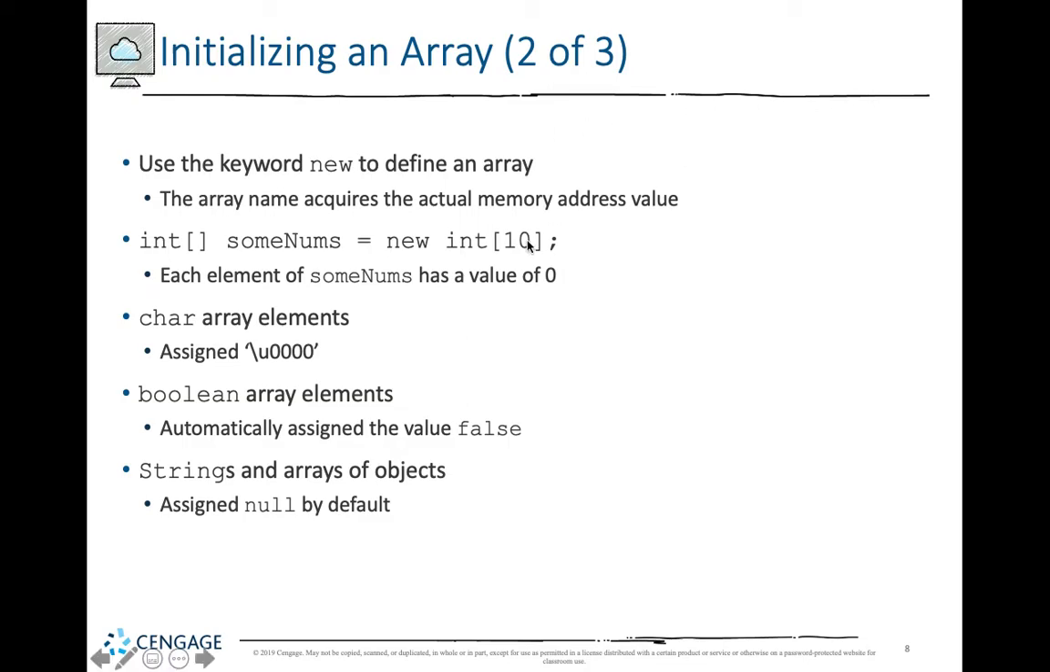And so each element of sumNums, when they're initialized, has a value of 0. If you remember, if I declare any int and I don't specify a value, it's automatically going to hold the value of 0. It's the same thing here for the array. All of the array values will hold 0. Char elements are going to be assigned that Unicode value there. Boolean values will automatically be assigned false. So you could have an array of Booleans. String arrays will automatically be assigned the null value.